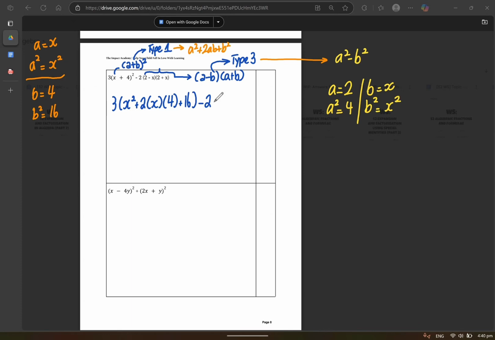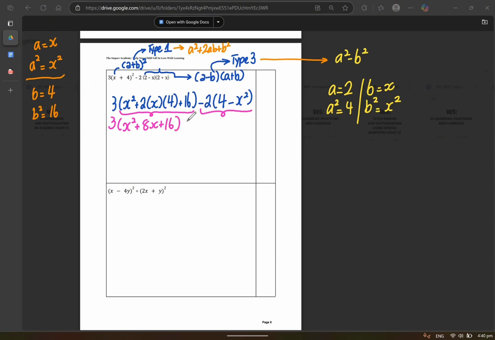Make sense? So instead of writing a minus b, a plus b, now you can just simply say 4 minus x squared. Make sense? Do you understand? 4 minus x squared. All right, then from here itself, what is going to happen? You put 3 outside, of course, you can solve whatever that is over here, x squared plus 8x plus 16.